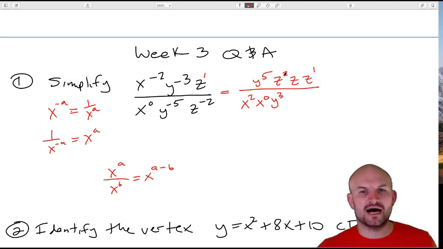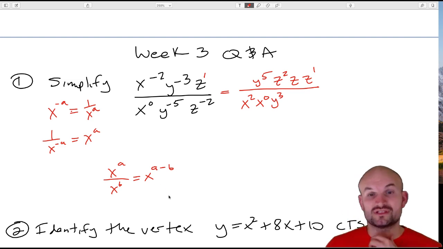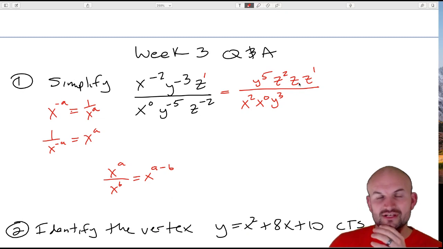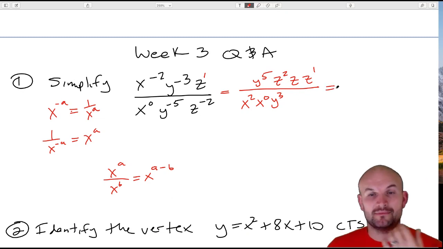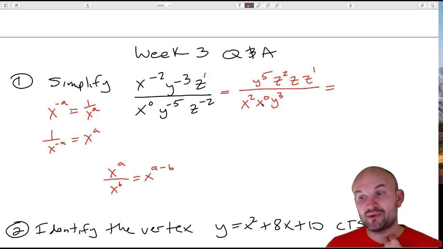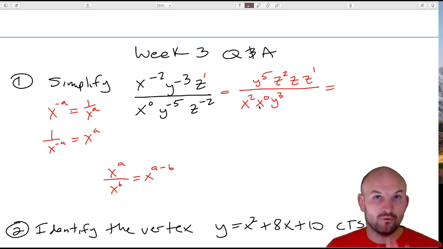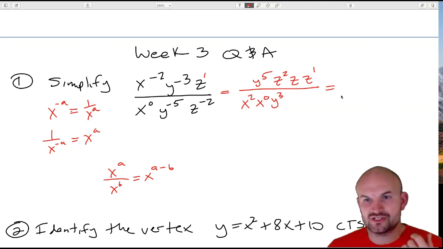Okay. So now we can apply the rules of exponents, okay? Now notice there's no x's in the denominator, in the numerator, so therefore we're just going to have x squared, because remember x to the 0 is going to equal 1. So 1 times x squared is just going to be x squared.